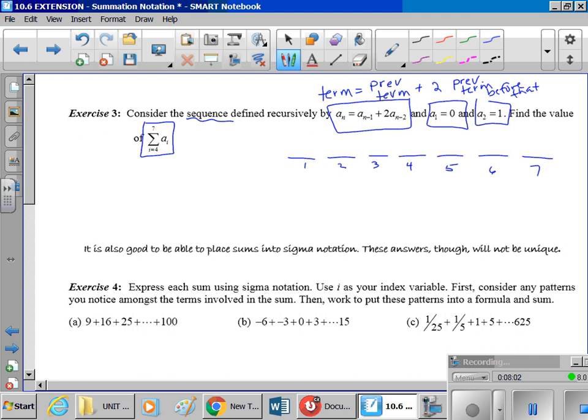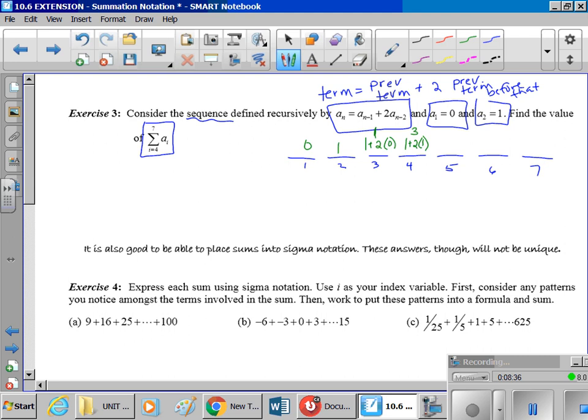So the first term they give us, that's 0. The next term is 1. Now, the third term is going to be the previous term, which is 1, plus 2 times the term before that, which is 0. So the third term is going to be 1. The fourth term is the previous term, which is 1, plus 2 times the term before that, which is also 1. So this is going to be 3.